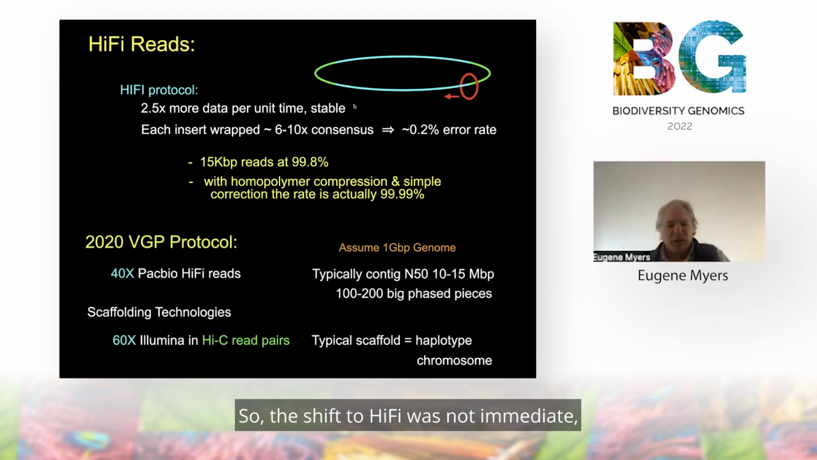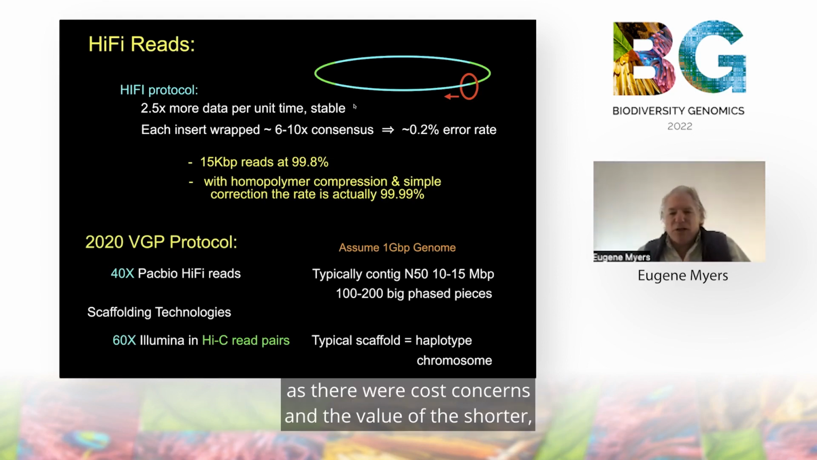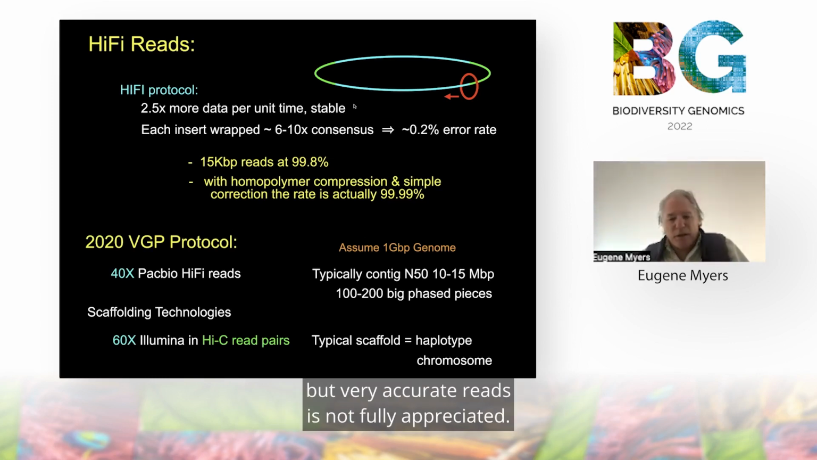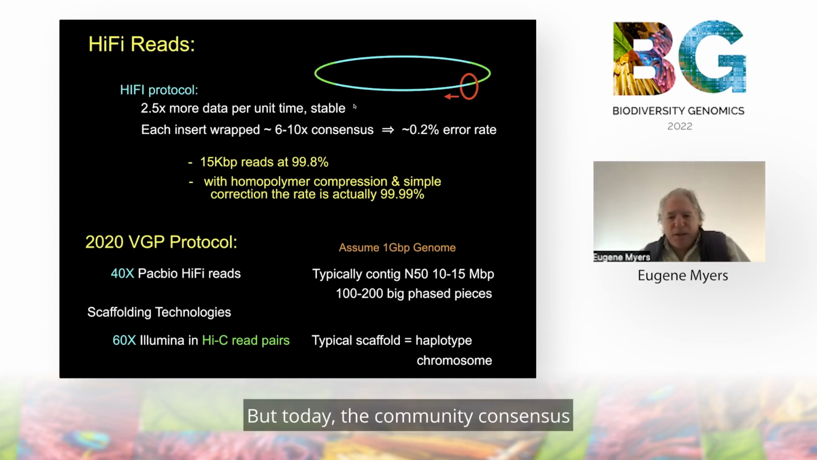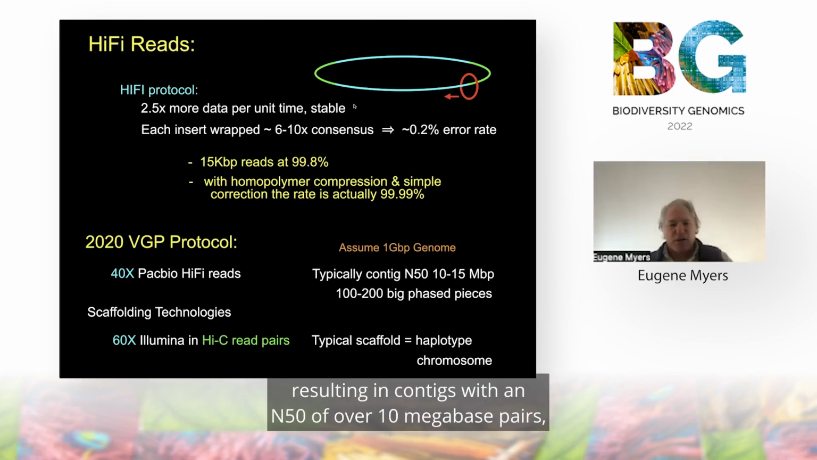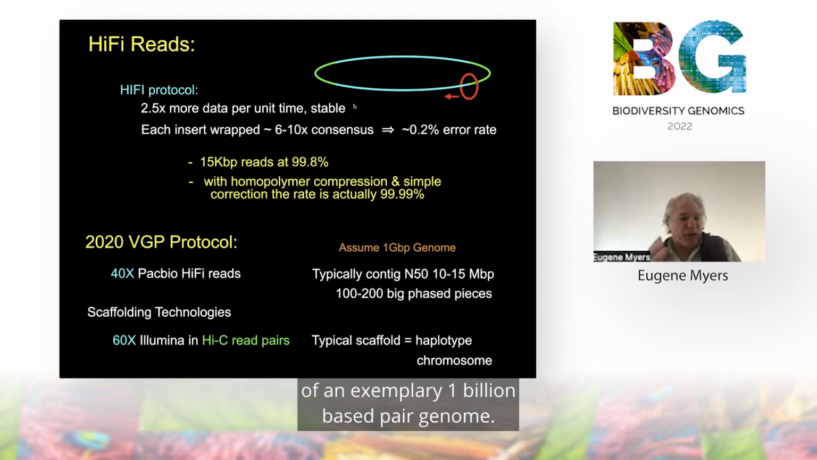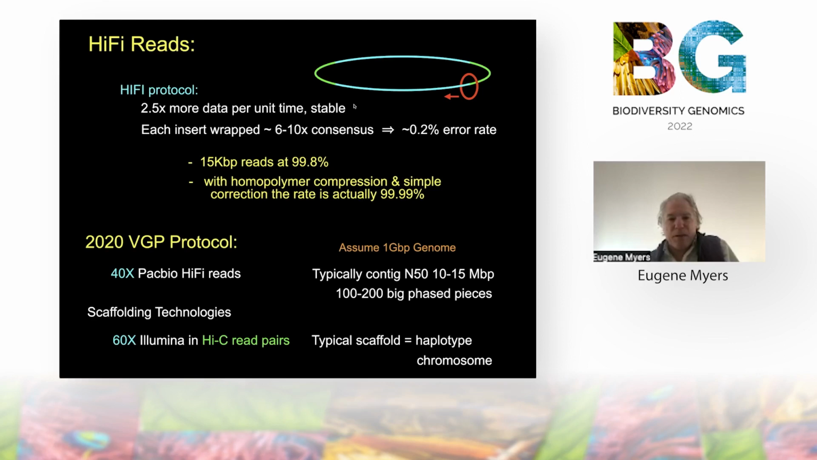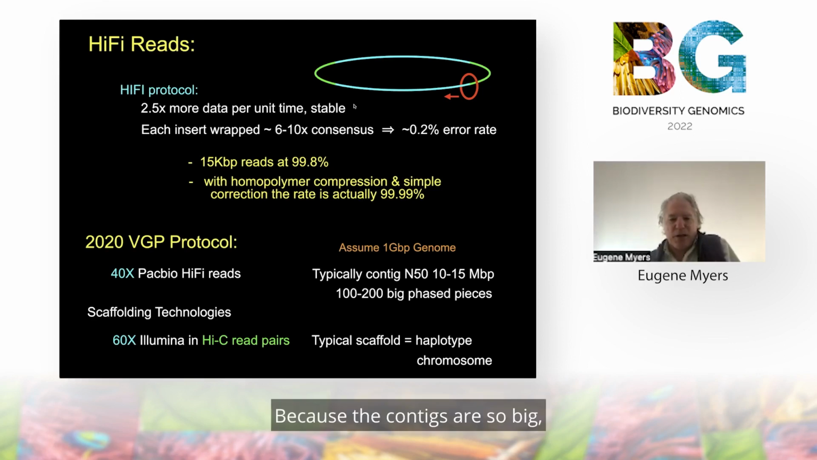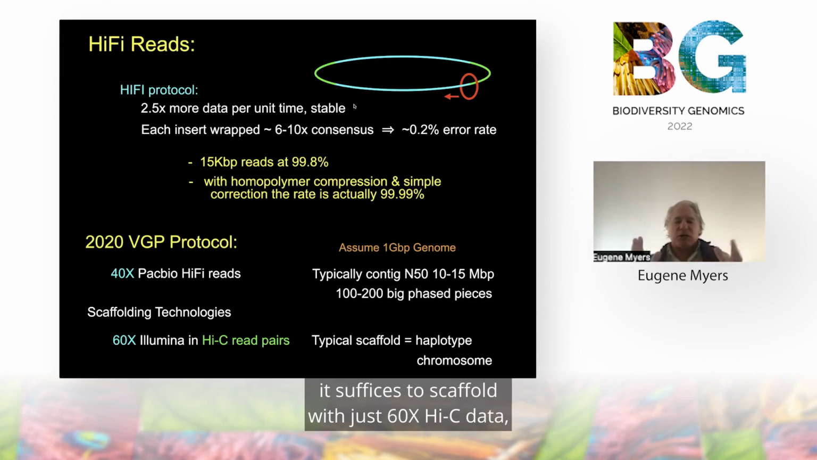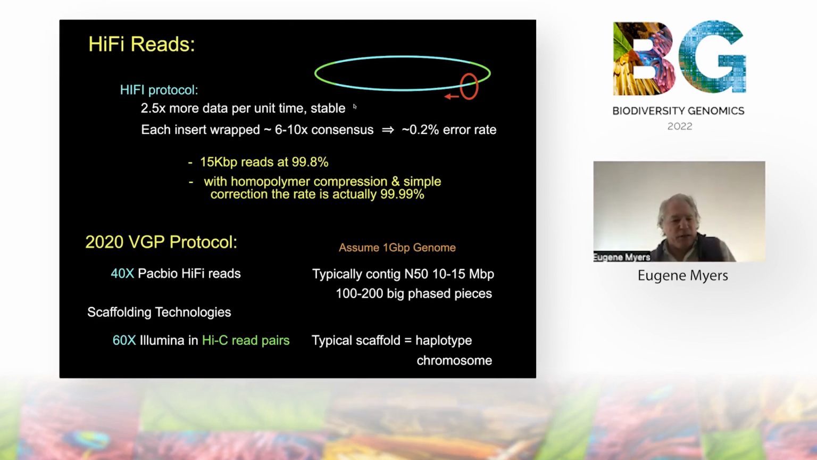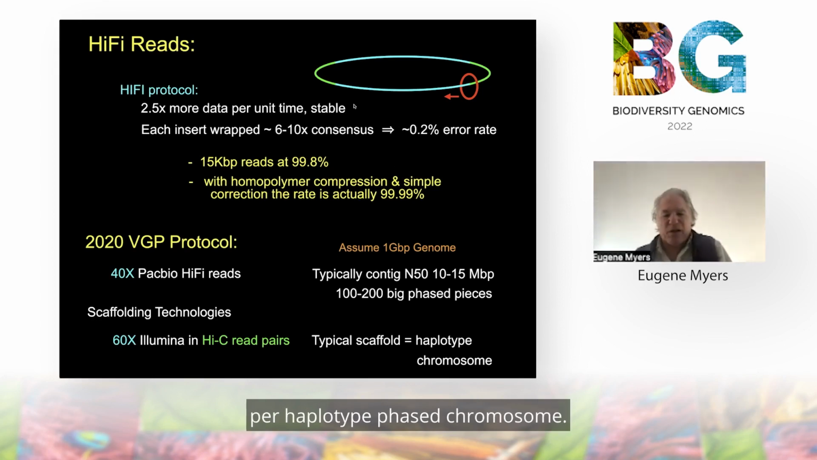So the shift to hi-fi was not immediate, as there were cost concerns and the value of the shorter but very accurate reads was not fully appreciated. But today, the community consensus is to produce 30 to 40x of hi-fi reads, resulting in contigs with an N50 of over 10 megabase pairs, constituting 100 to 200 phased segments of an exemplary 1 billion base pair genome. Because the contigs are so big, it suffices to scaffold with just 60x Hi-C data, resulting in a single scaffold per haplotype phased chromosome.